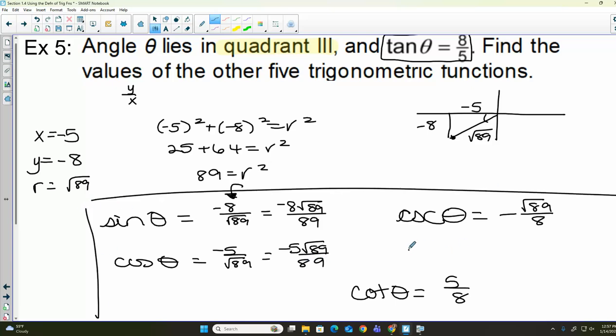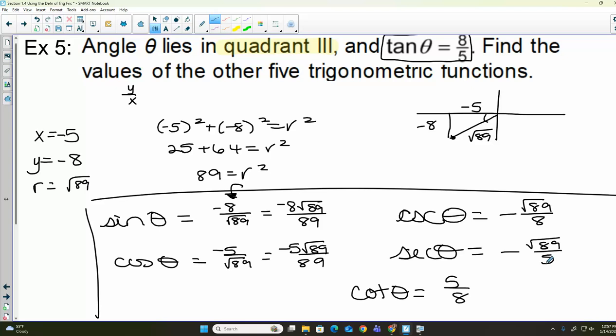So it's reciprocal secant will be negative radical 89 over 5. If you relisted tangent, that's not a big deal, but I did give you that one, so you don't have to write it down again. So if we know one trig function, we can get all of them.